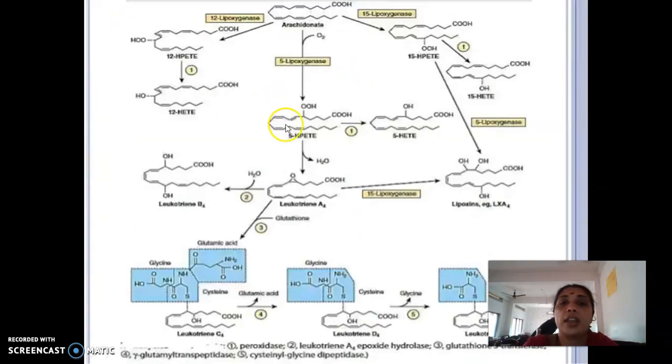It is not a closed ring system here, so it does not have any characteristic ring. It is devoid of ring system. No ring structures are present in the case of leukotrienes and lipoxins. And what are the functions of leukotrienes and lipoxins? The leukotrienes act on leukocytes, WBCs. So they are mainly involved in the immunological system of the body. So they cause inflammation.